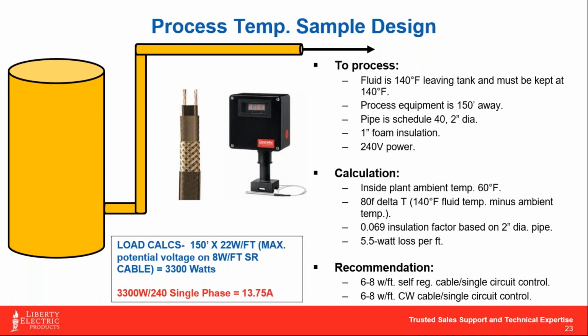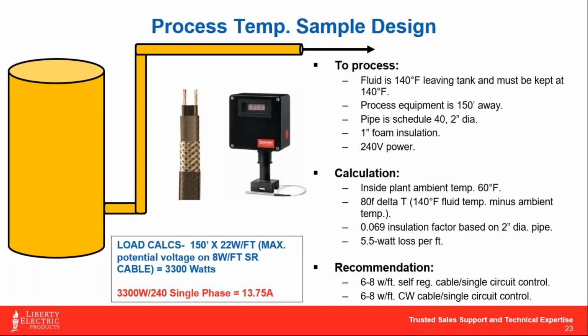Again, 150 feet times 22 watts a foot, which is the maximum an 8 watt a foot self-regulating cable can put out. If you can believe it, it can get as high as 22 watts a foot. So what I did was take my 150 times 22 and came up with 3,300 watts, divided by 240, and you're at 13.75 amps on that circuit.